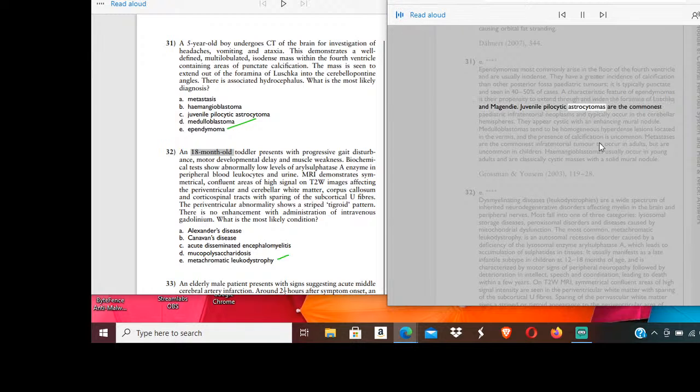Juvenile pilocytic astrocytomas are the commonest pediatric infratentorial neoplasms and typically occur in the cerebellar hemispheres. They appear cystic with an enhancing neural nodule. Medulloblastomas tend to be homogeneous hyperdense lesions located in the vermis, and the presence of calcification is uncommon. Metastases are the commonest infratentorial tumor to occur in adults but are uncommon in children. Hemangioblastomas usually occur in young adults and are classically cystic masses with a solid neural nodule.